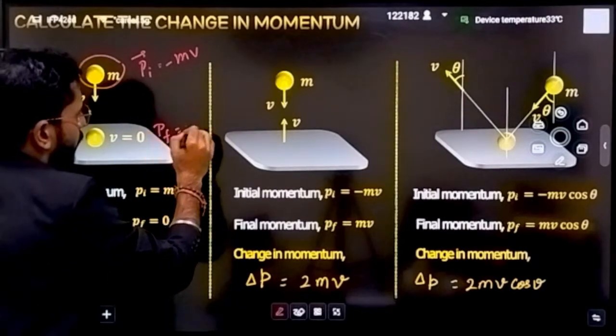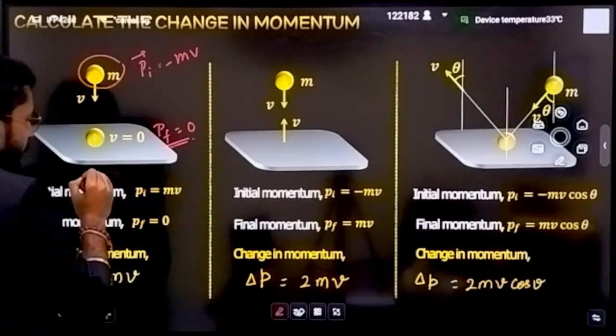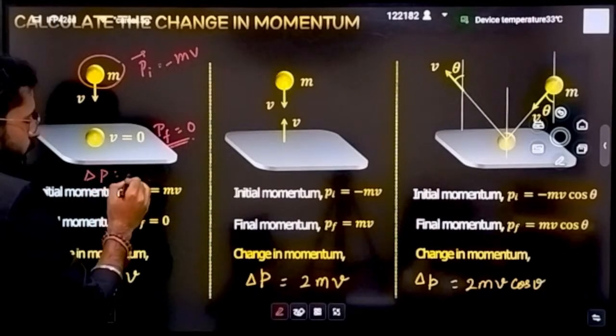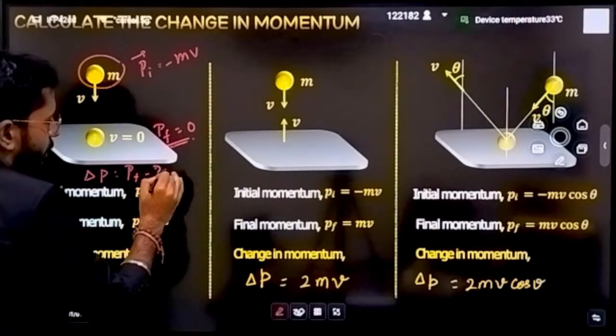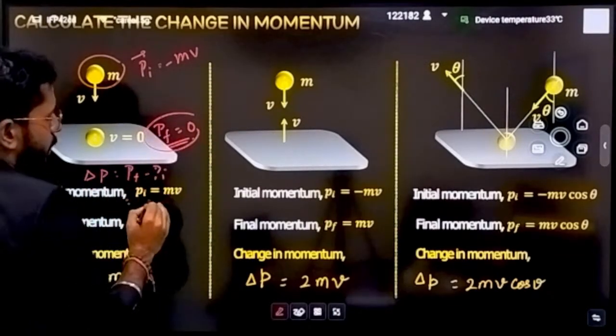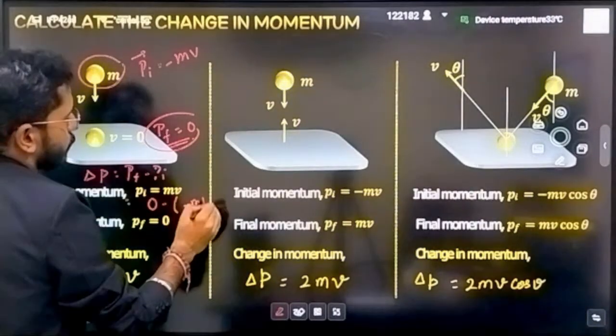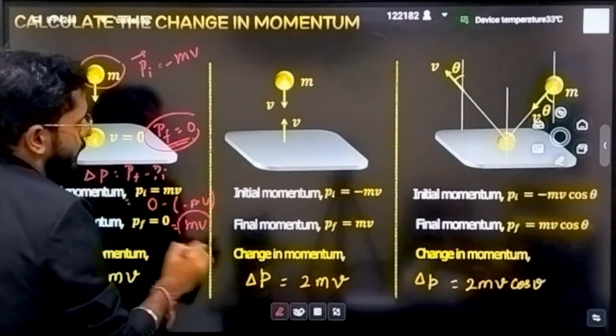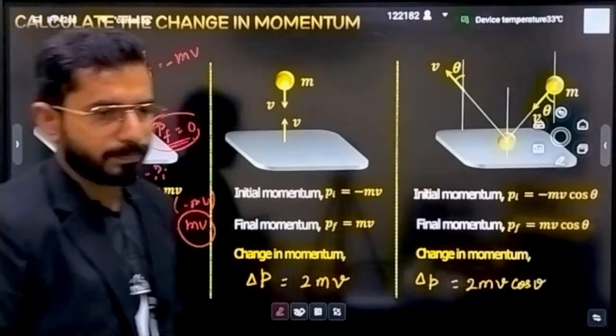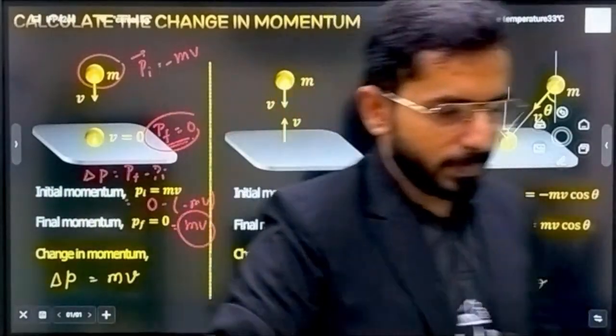Final momentum, what will I write? Final momentum is 0. If someone asks what is the change in momentum, I will write p final minus p initial. My final momentum is 0, my initial momentum is minus mv. So change in momentum is plus mv. Plus of mv. Simple. Is it clear?